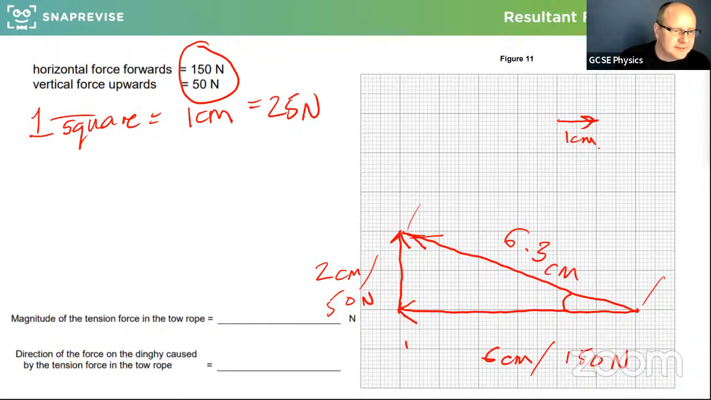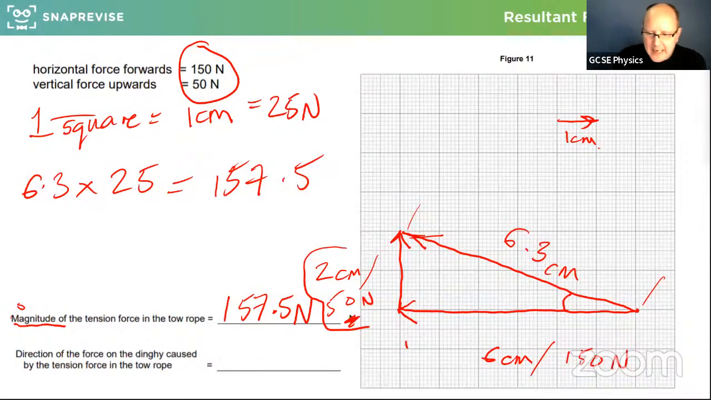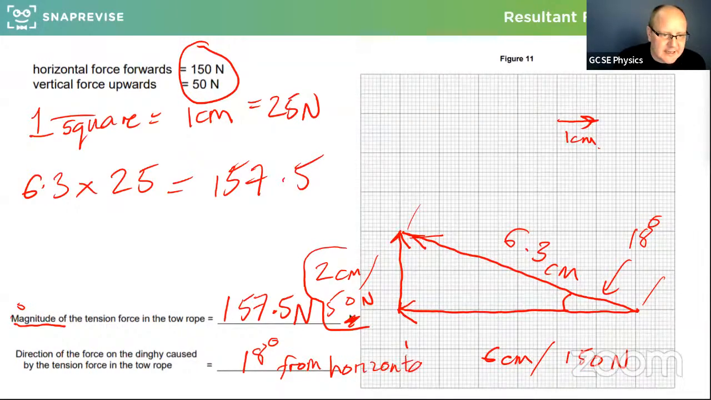And then the calculation we need to do to find the magnitude of that tension, which is there, is going to be 6.3 times our scale, 25 newtons. So that is going to be 157.5. So that's our answer there. I'm just going to move that across because I drew that a little bit close. 157.5 newtons. And then we would measure the angle here using a protractor and find it to be 18 degrees. So that would be our answer for the direction. And I would just say from the horizontal to give it some kind of direction. Don't just state an angle. It's 18 degrees from the horizontal there. So that's how we deal with that.